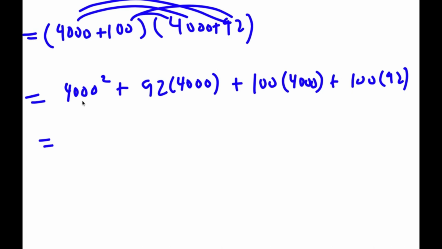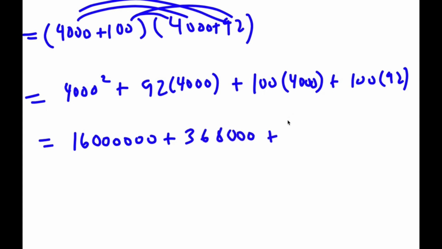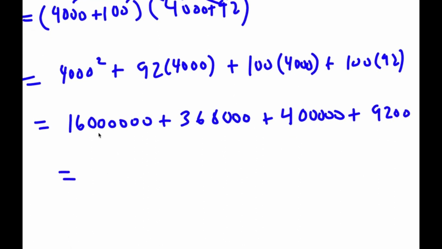So 4,000 times 4,000, that's going to equal 16 million. 92 times 4,000, that's going to equal 368,000. 100 times 4,000, that's simply going to equal 400,000. And finally, 100 times 92, that's 9,200. So now all I have to do is add all these up.